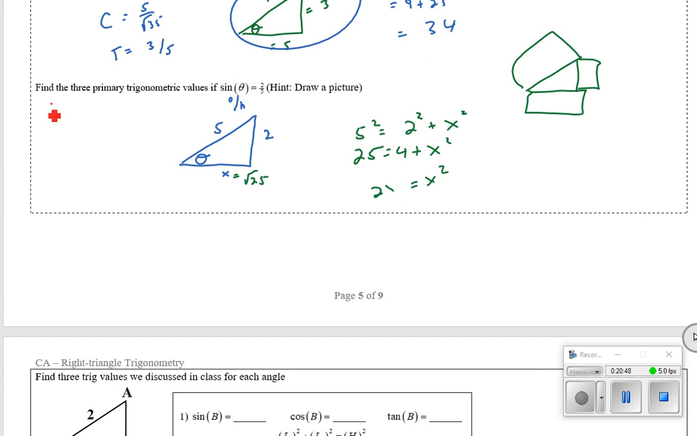Once again, the sine is the opposite over the hypotenuse, which is given. The cosine is the adjacent. Oh, that should be 21, not 25. Over the hypotenuse. And the tangent should be the opposite over the adjacent.